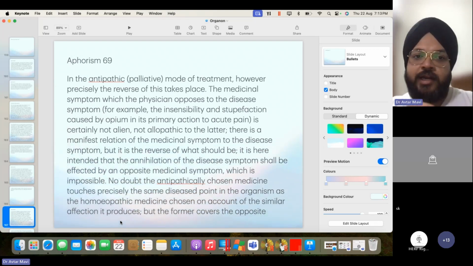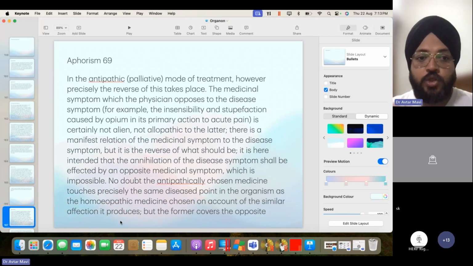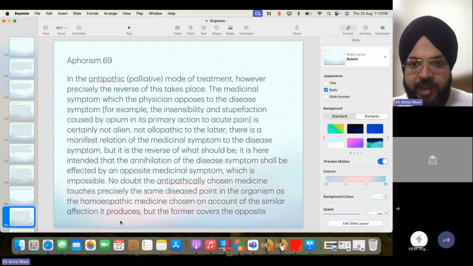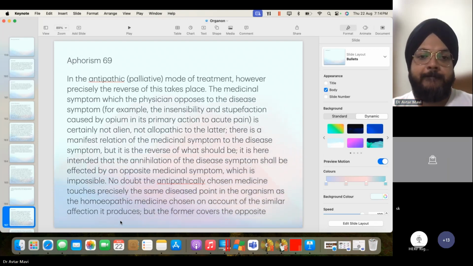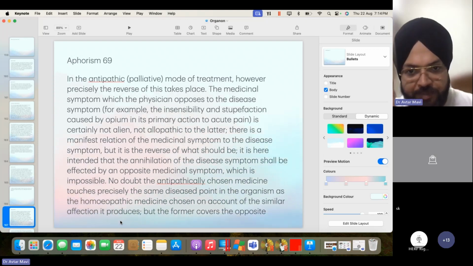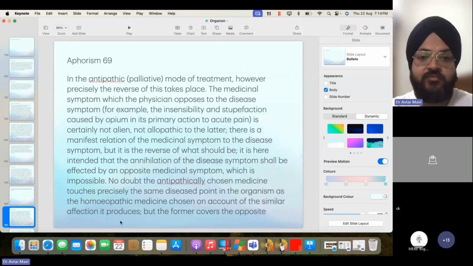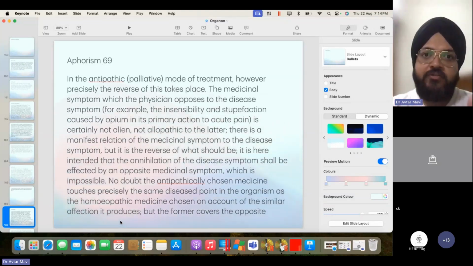The only thing is that in the antipathic way, when the medicine is given, it acts on that same seat or the same symptom in a reverse manner. So there is a manifest relation of the medicinal symptom to the disease symptom. There's a relation in the antipathic way also, but it is the reverse of what it should be. It is a complete reverse. For pain, when opium is given, its primary action causes insensibility and stupefaction. It is acting on the pain which is being created there. It is here intended that the annihilation of the disease symptom shall be effected by an opposite medicinal symptom, which is impossible. What is intended is that we are trying to remove the symptom by acting against it, by forcing an effect which is completely opposite.